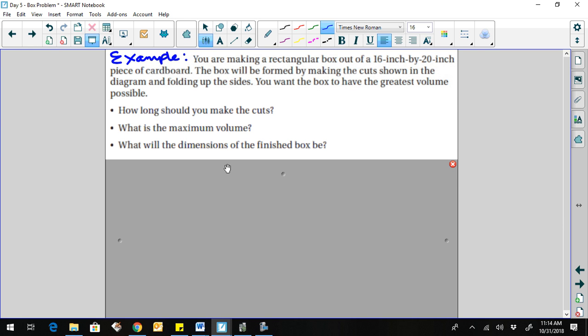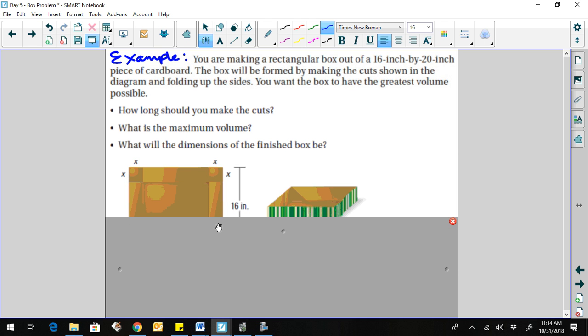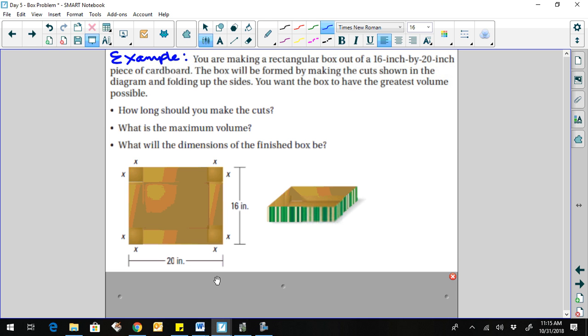Apparently I can't talk, but that's okay. So this is what it'll look like. We already saw something very similar to this. We have 20 inches along the length, we have 16 along the width, and we're going to cut out 2x. And you can kind of see here what those cuts would look like more so. And then our box would look something like this.